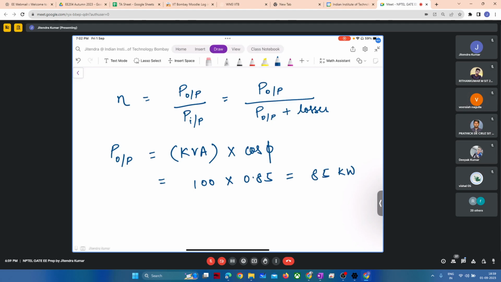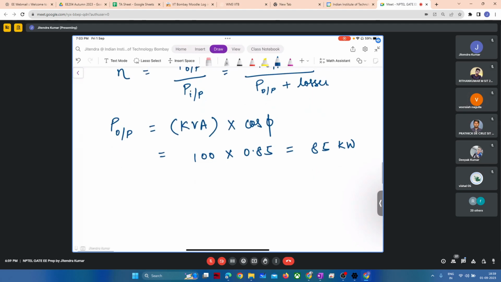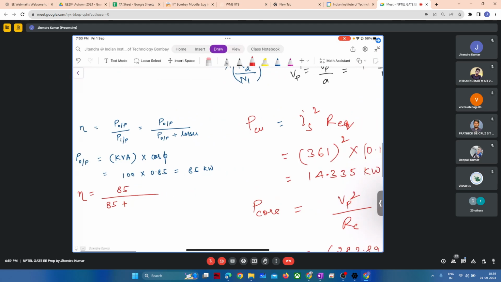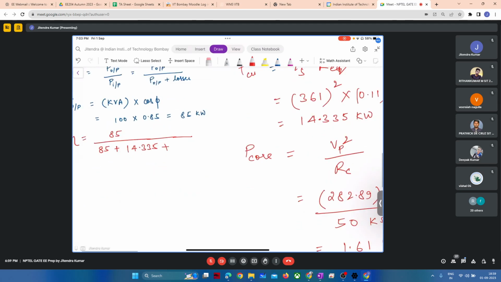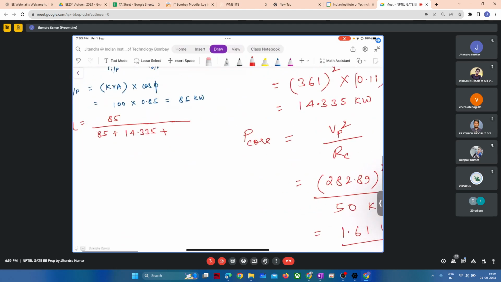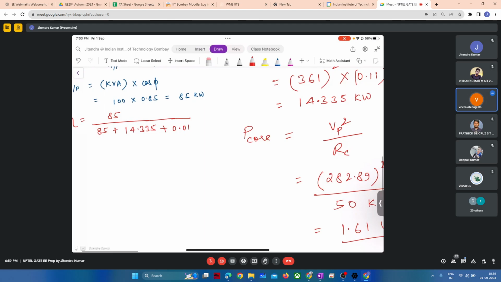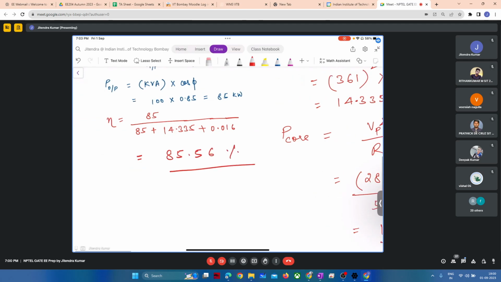Okay. So we have computed the losses. We will plug in those values. Efficiency is equal to output power, that is 85, divided by output power again 85 plus losses. Losses we have computed: 14.335 plus 1.61. So it will be 85.56%. And the efficiency of this transformer is 85.56 percent.